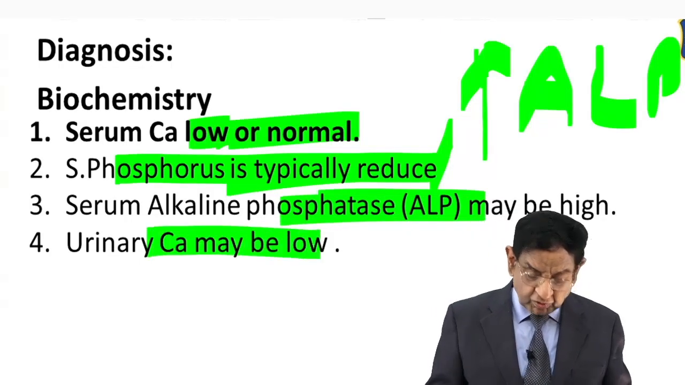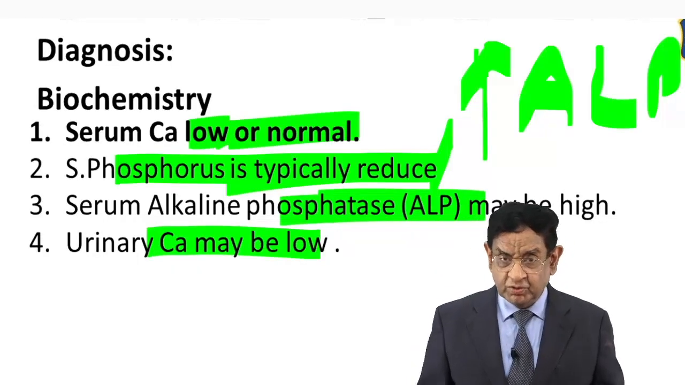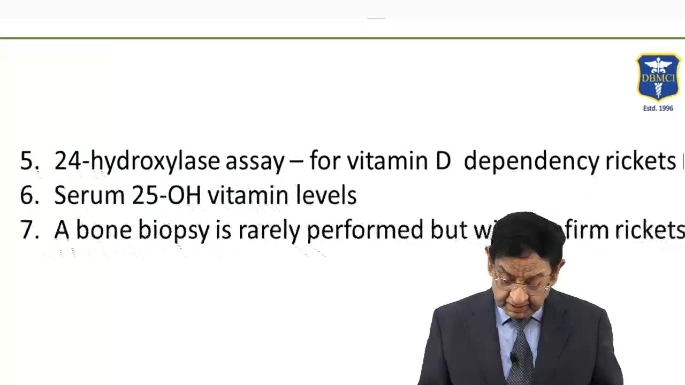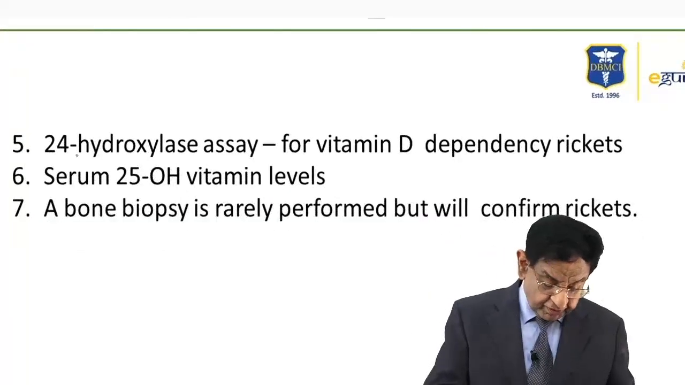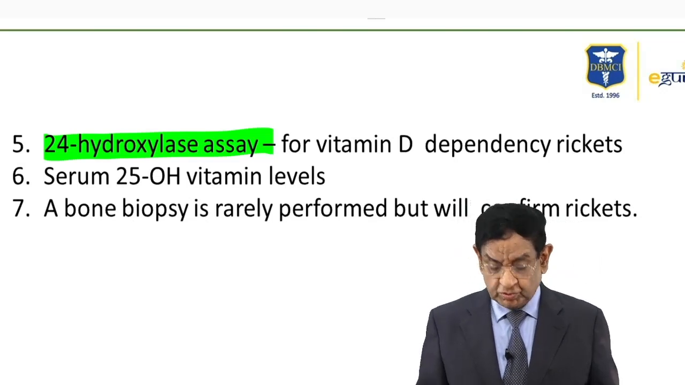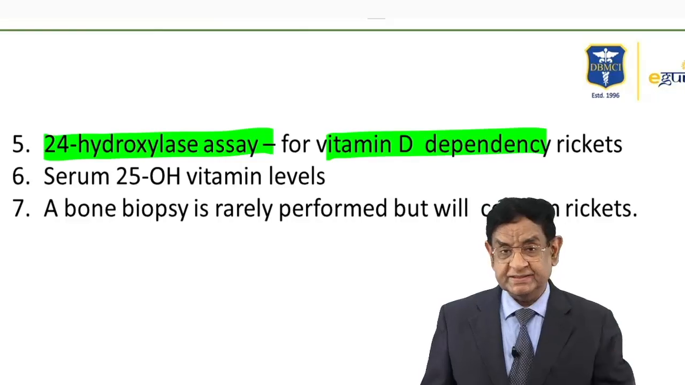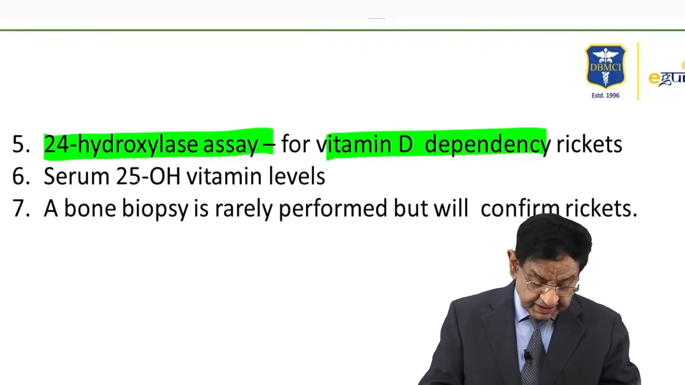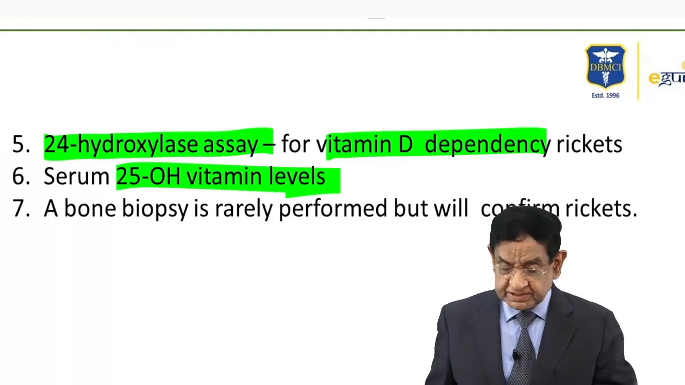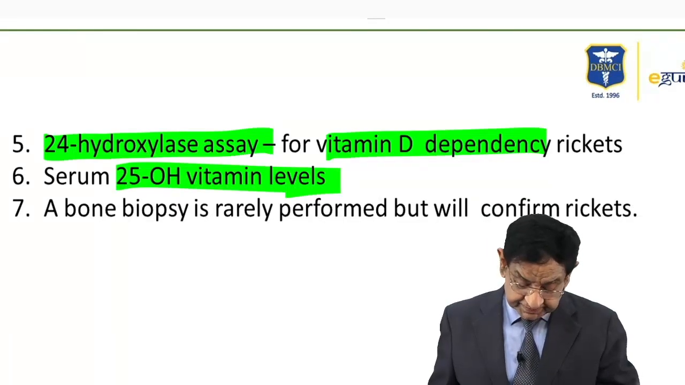Urine calcium may be low. Why? There is no calcium in the blood, so there will be low calcium in the urine also. We like to go for a 24 hydroxylase assay, but this we do only for so-called vitamin D dependent rickets, not in a routine test. Similarly, 25 hydroxy vitamin D level can be checked. This is a routine test that we advise for a patient of vitamin D deficiency.